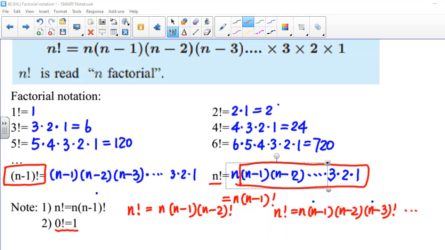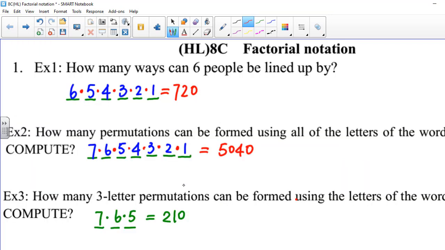After we learned the factorial notation, we can revisit the first 3 examples, which were solved based on the product principle. 6 times 5 times 4 times 3 times 2 times 1. Right now, we do have a new notation, which can be used to represent this 720. 6 times 5 times 4 times 3 times 2 times 1 is the same as 6 factorial. Likewise, the second one is the same as 7 factorial.